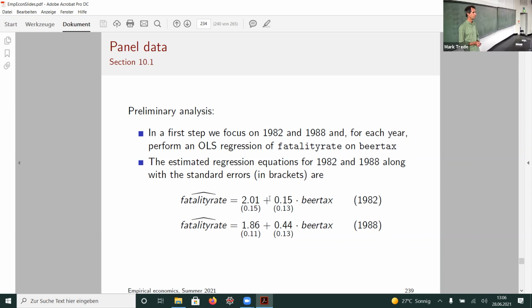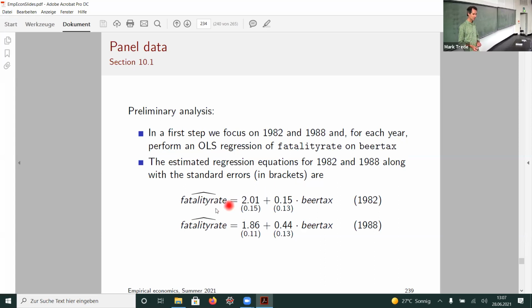Maybe the government always raises the beer tax and the fertility rate rises as well. So because of that, beer tax has a positive effect on the fertility rate because the behavior of the one who sets the tax is wrong in some kind of way.